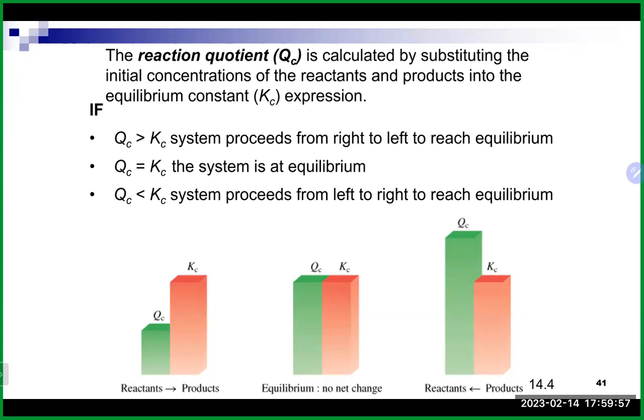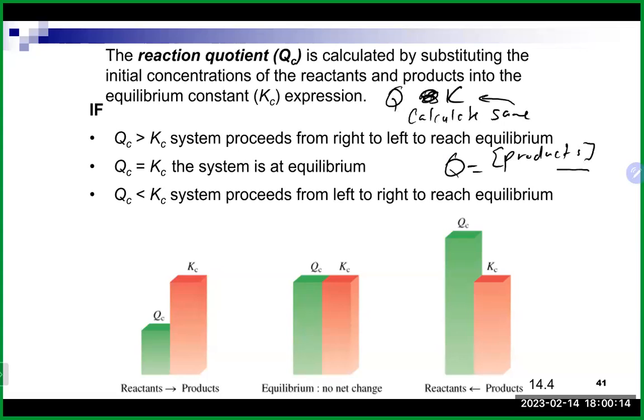How do you calculate Q? Q is calculated the exact same way as K. So Q is the concentration of your products divided by the concentration of your reactants. And just like what you do with K, you still take the coefficients as the exponents. So essentially it is calculated the exact same way as you do K. The only difference is you're not really sure if you're at equilibrium or not. So one of the things that it will tell you is that question, are you at equilibrium or not?